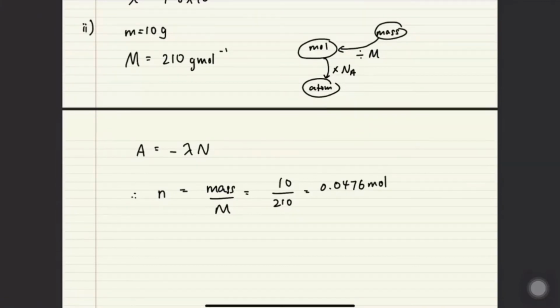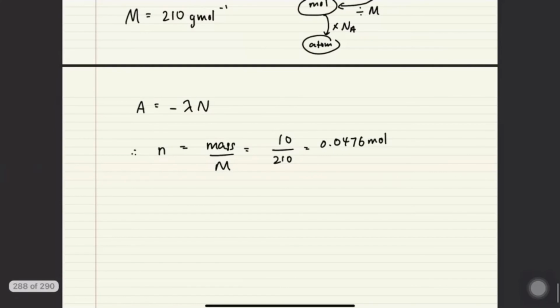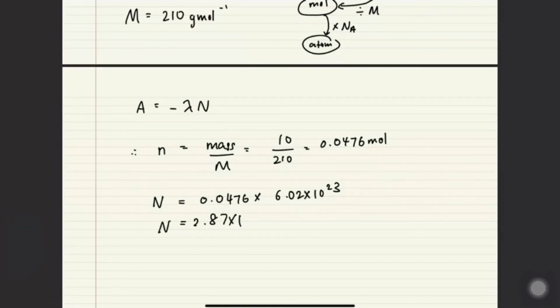Okay. Once I got the mole, I can change to atoms ataupun numbers of nuclei. I hope I got the numbers correct. Good. So 0.0476 times 6.02 exponential of 23. I got here 2.87 times 10 to the power of 22. Okay, nuclei. Unit dia kan tulis nuclei.